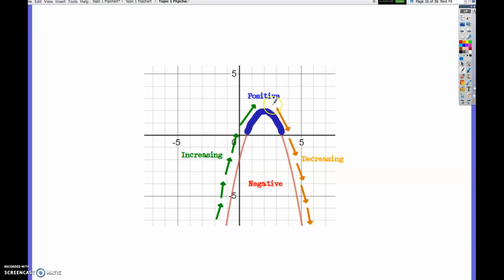Positive parts of a function refer to where it's above the x-axis, where it has positive y values. Negative y values, or negative parts of the function, are when it's below the x-axis. These can be confusing, and if they're interchanged, can cause you to get these following examples incorrect.